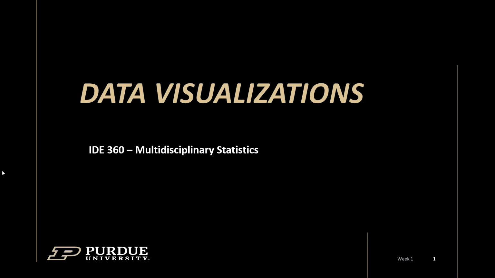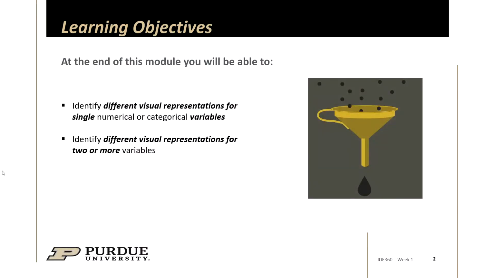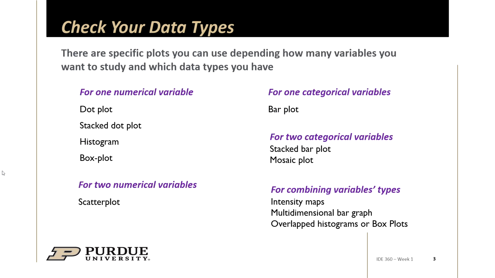This is your online module on data visualizations. At the end of this module, you will be able to identify different visual representations for single numerical or categorical variables, identify different visual representations for two or more variables. There are specific plots you can use depending on how many variables you have and which data types they are.